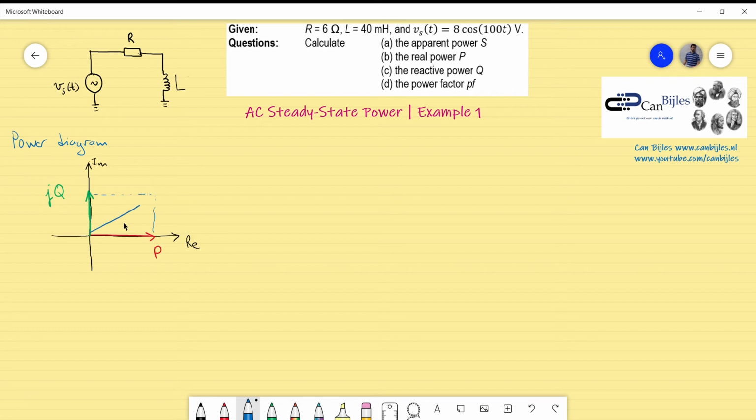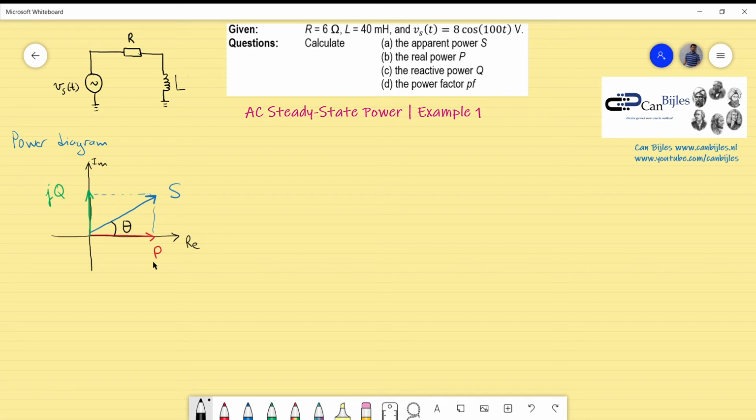And of course we have the vectorial sum of the two vectors that will bring us to the value of S, and the phase between the blue line S and the P is theta, and this phase theta will allow us to calculate the power factor. That's also actually the situation for question D. So S, P, Q and theta, which will resolve the PF, all four questions are pictorially given here. So we would like to move from this diagram and calculate the required values.